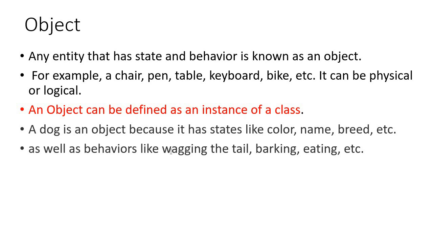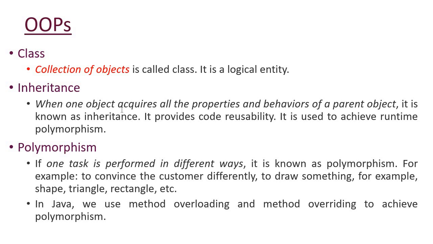An entity that has a state and behavior is known as an object, for example, chair, pen, table, keyboard, etc. An object can be defined as an instance of a class. A dog is an object because it has states like color, name, breed, etc., as well as behaviors like barking and eating, etc.